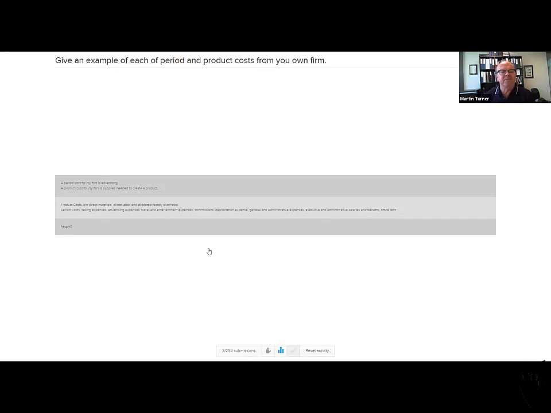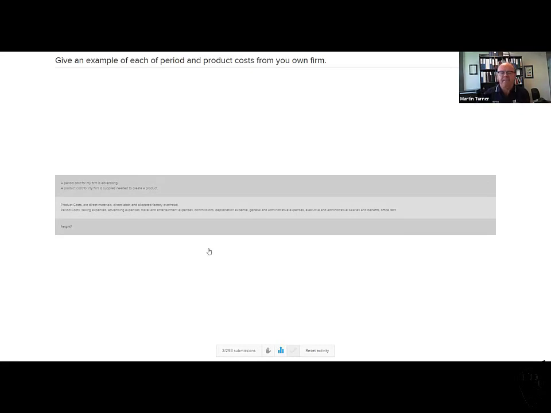Period costs: selling expenses, advertising expenses, travel and entertainment expenses, commissions, depreciation expense, general and administrative expenses, executive and administrative salaries and benefits, office rent. These are typically ones that can be period costs, but the point is this, and they might well be for your firm, but any costs can be allocated to products if you want to, and if it's feasible.